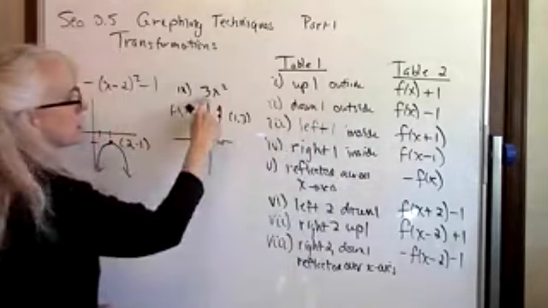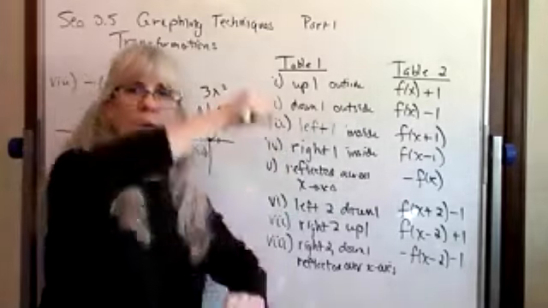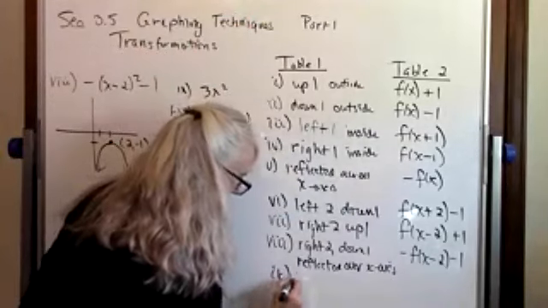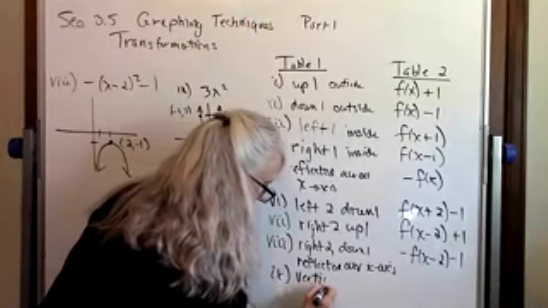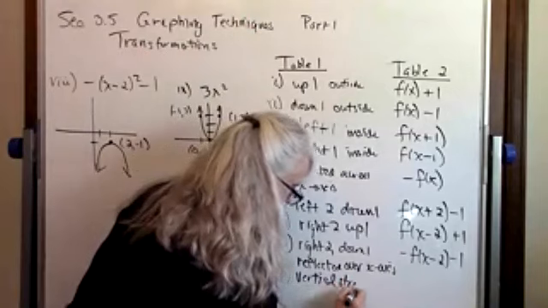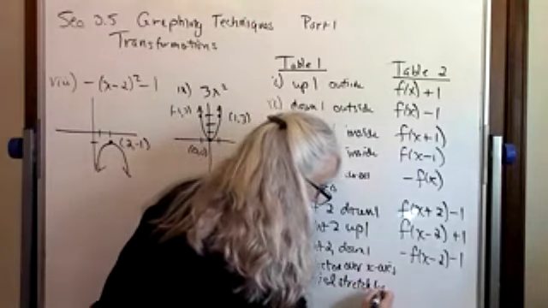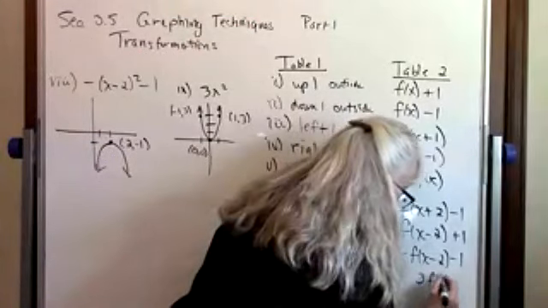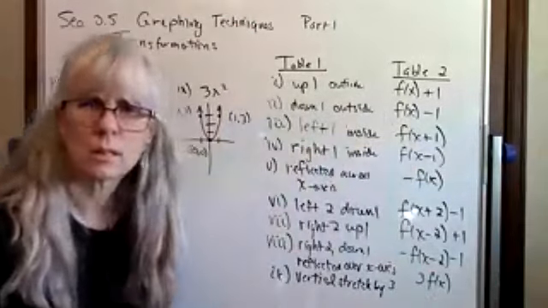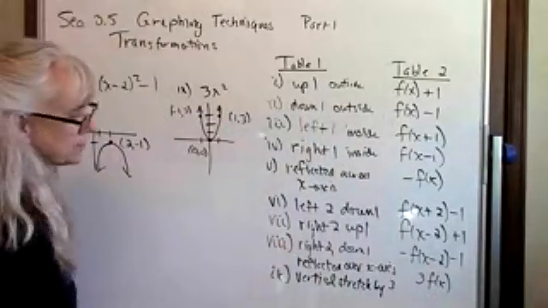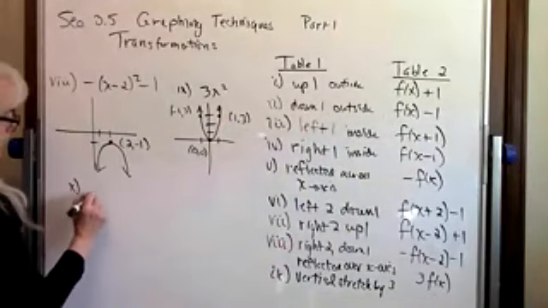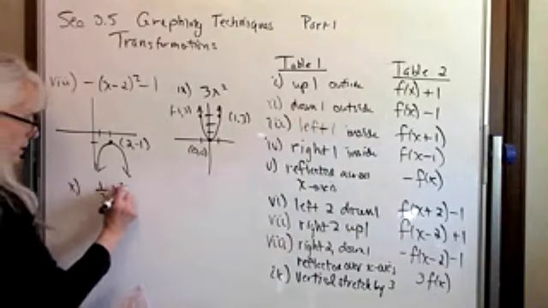So that 3 that is out in front is a vertical stretch. So I'm going to say a vertical stretch by 3. So this would really be 3 times that function. And I'm hoping you can still see that. Yes, you can. So 3 times the function. And it leaves us with one more, number 10, which is 1/3 x squared.